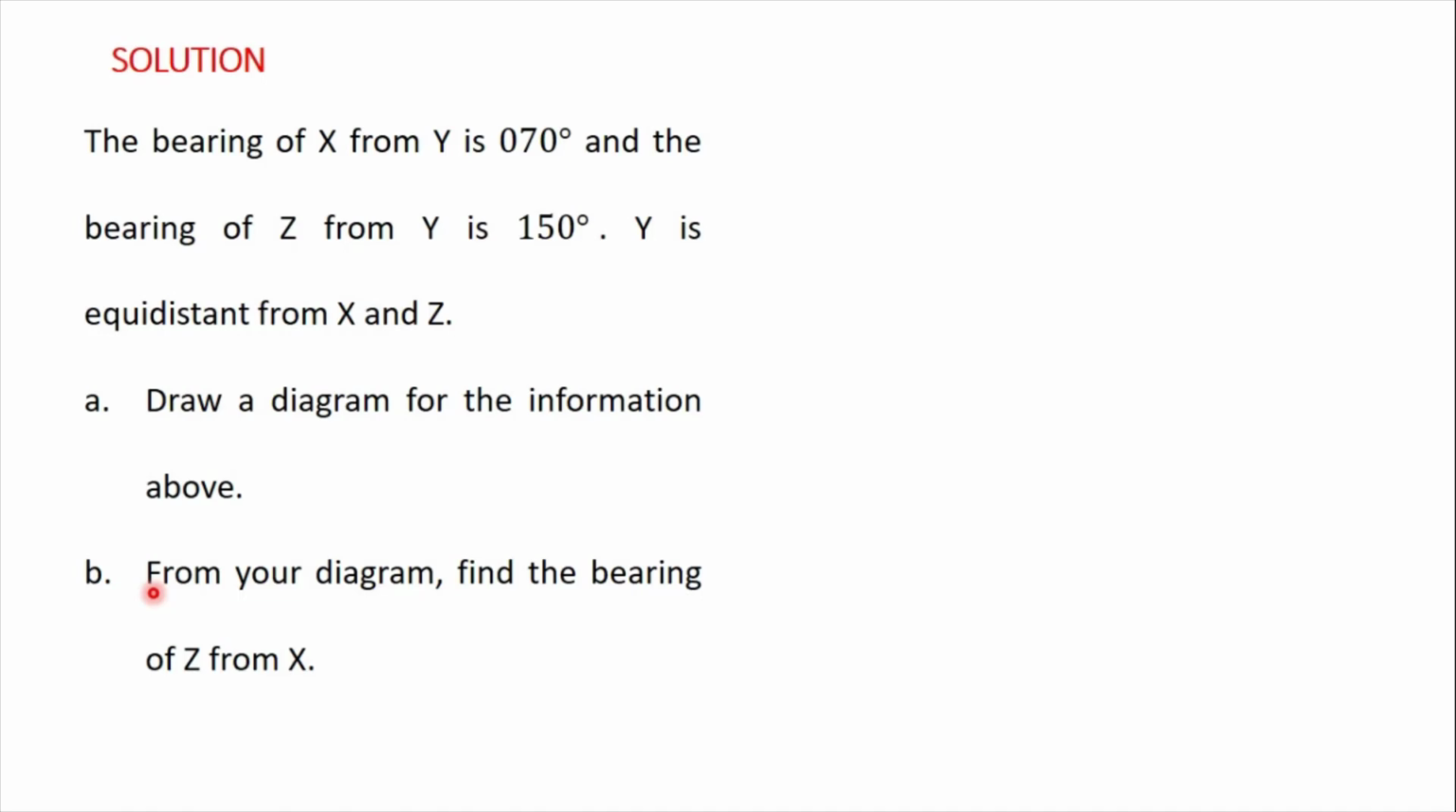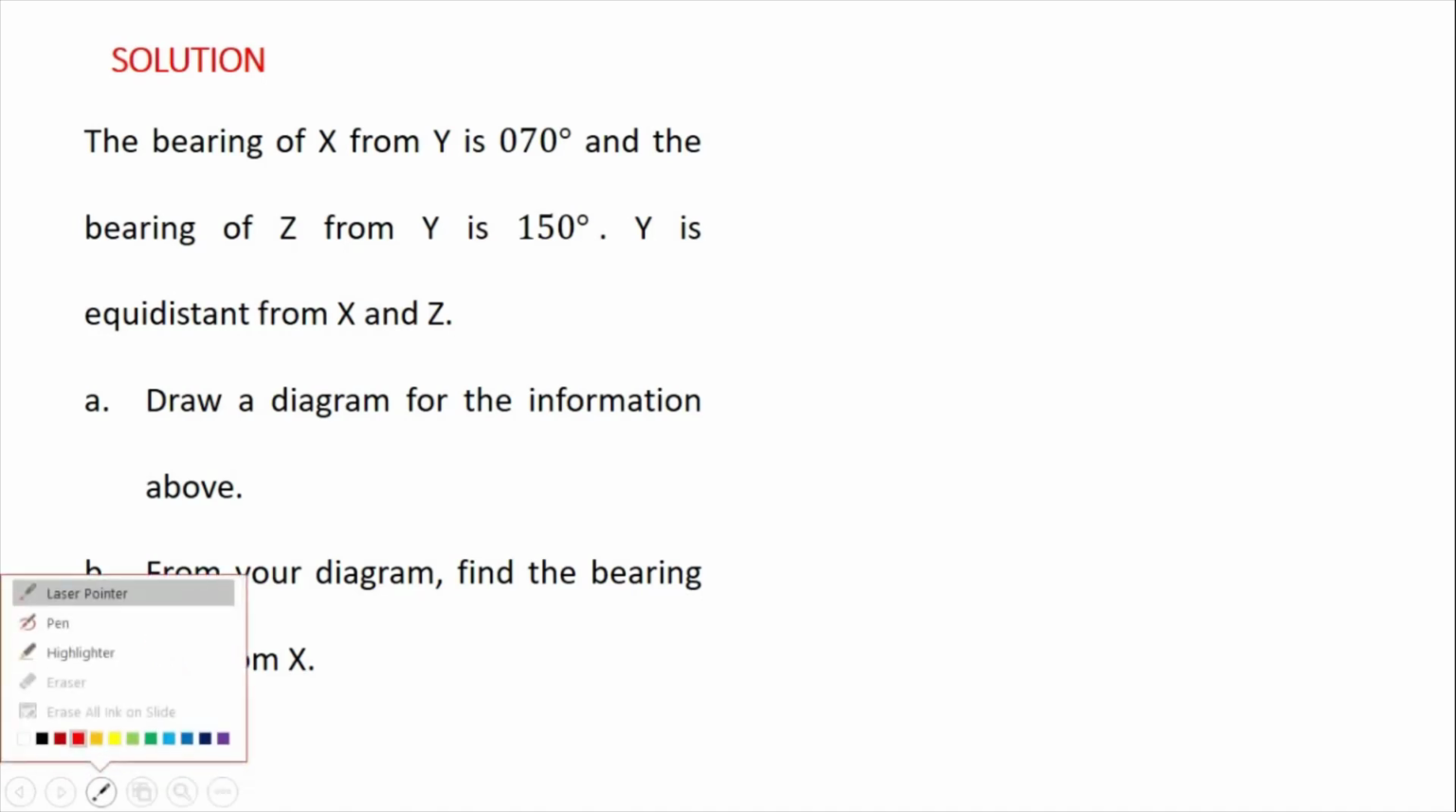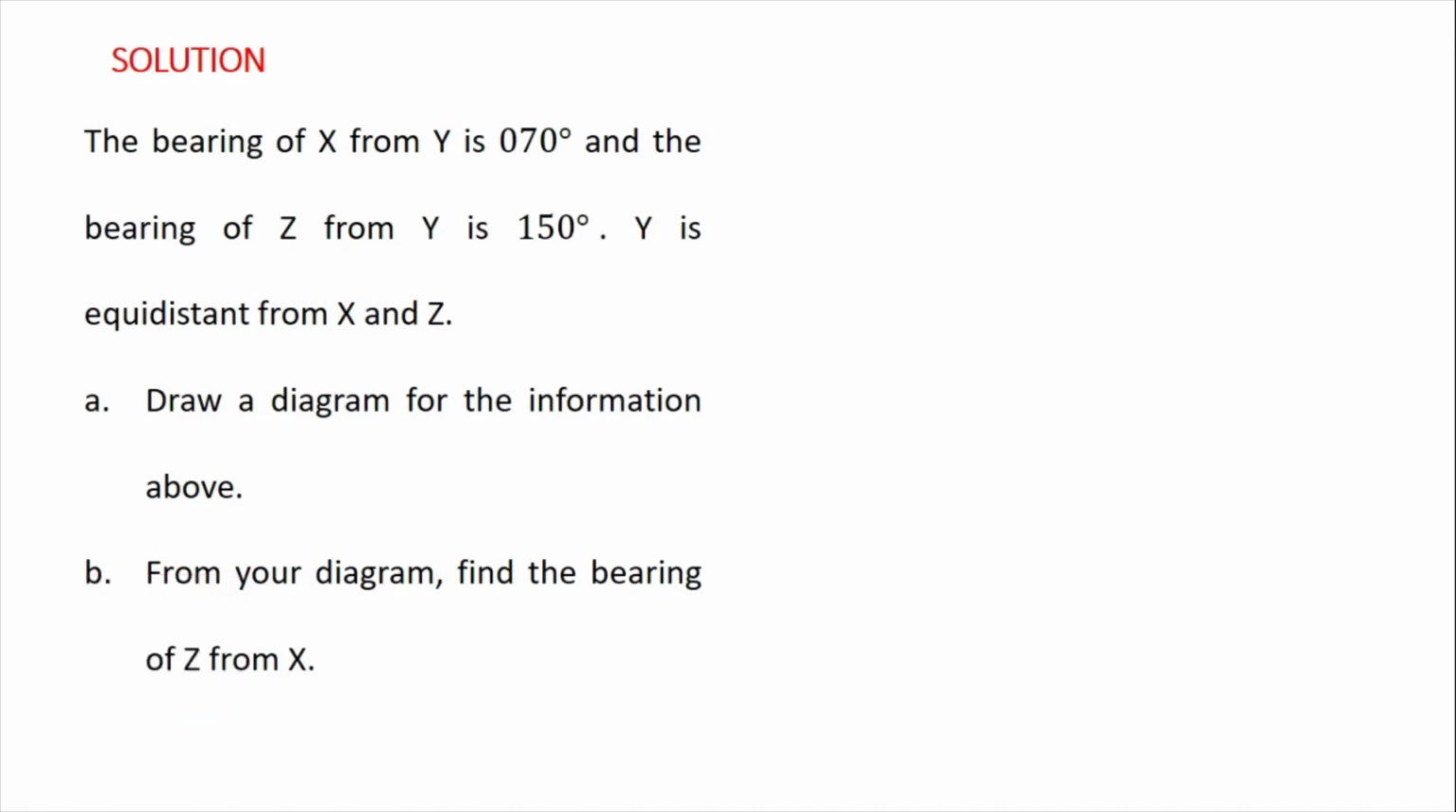So we will take the first part of the question. The bearing of X from Y is 70 degrees. We know that when you have this bearing, in order to draw it on a diagram, you first need your starting point. The starting point is Y because it's X from Y. The ending point is X and the angle is 70 degrees.